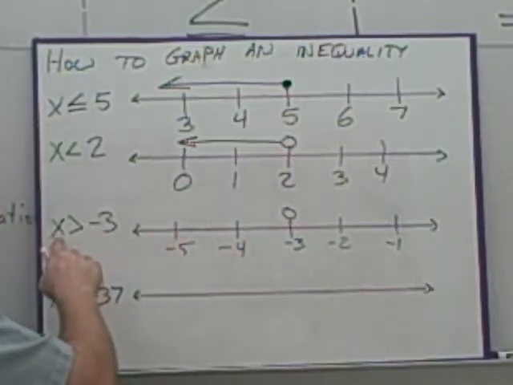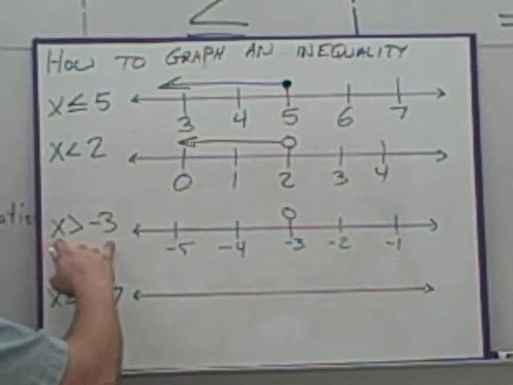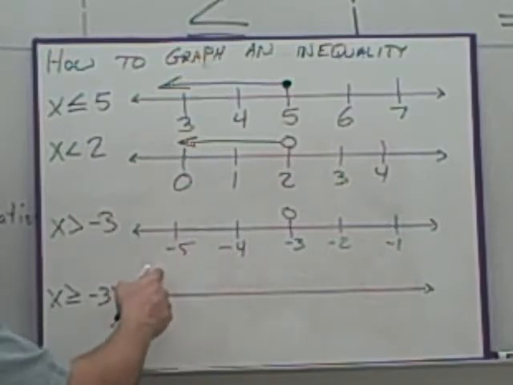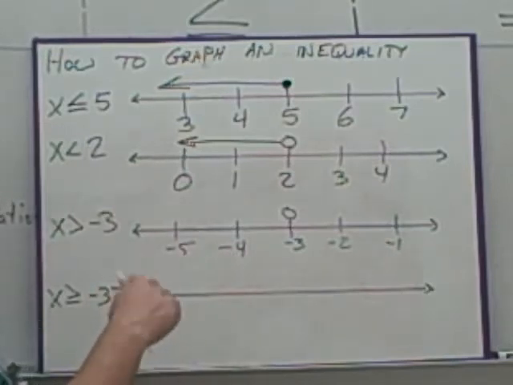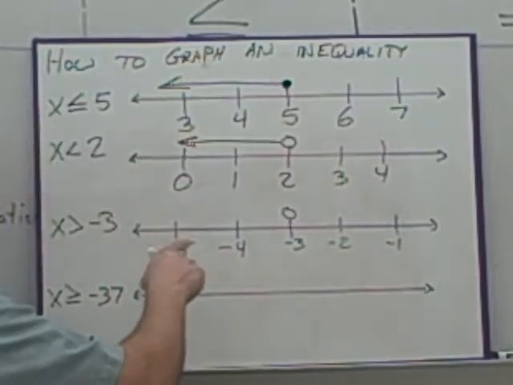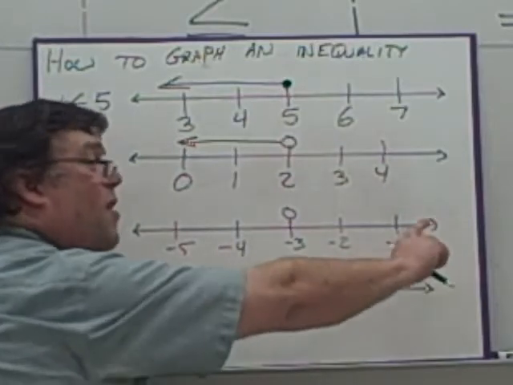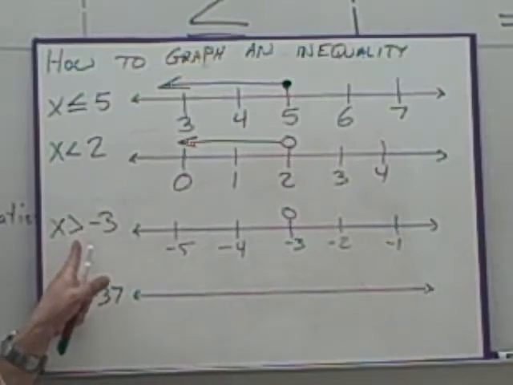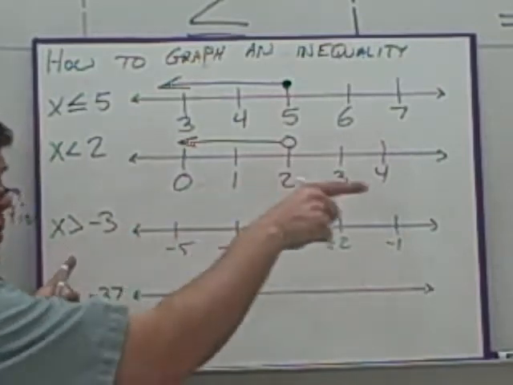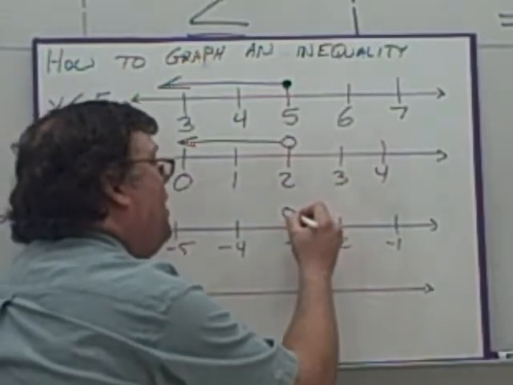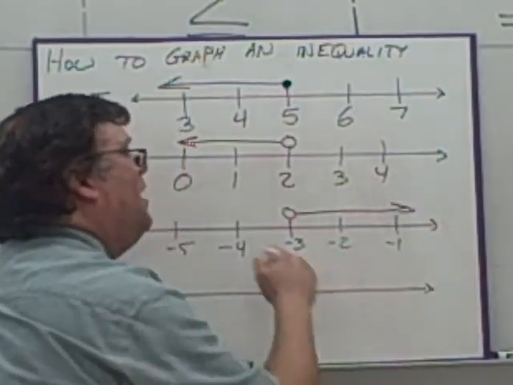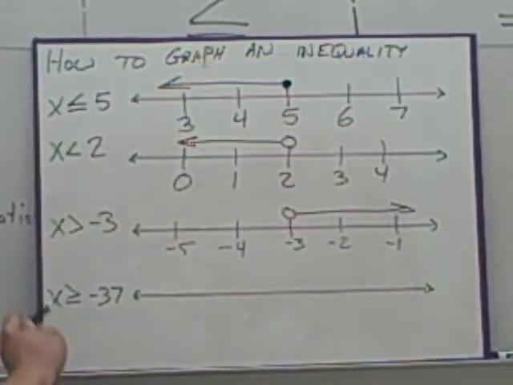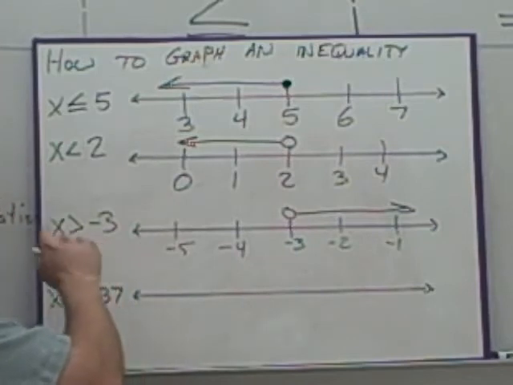Well, -4 is not greater than -3. -5 is not greater than -3. Remember, the larger the negative value, the smaller it actually is. So we're going to -2, -1. 100 is definitely bigger than -3. And we're looking for the stuff that's greater than -3. So we want to go in that direction, and we show that by putting an arrow in this direction. Every value in that direction is a solution to this inequality.